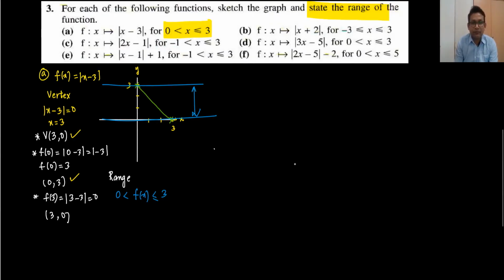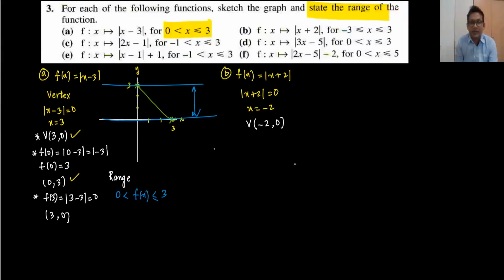Next part is B. In part B, the function is modulus of x plus 2. What we find first, we find the vertex. Vertex means only the modulus should be 0, so x plus 2 equals 0 and x is equal to minus 2. The vertex is coming, we have a V shape, at minus 2 comma 0, because when you substitute minus 2 here it comes to 0, because nothing is outside. When we have something outside, the vertex will not be 0 here, it will be something else.